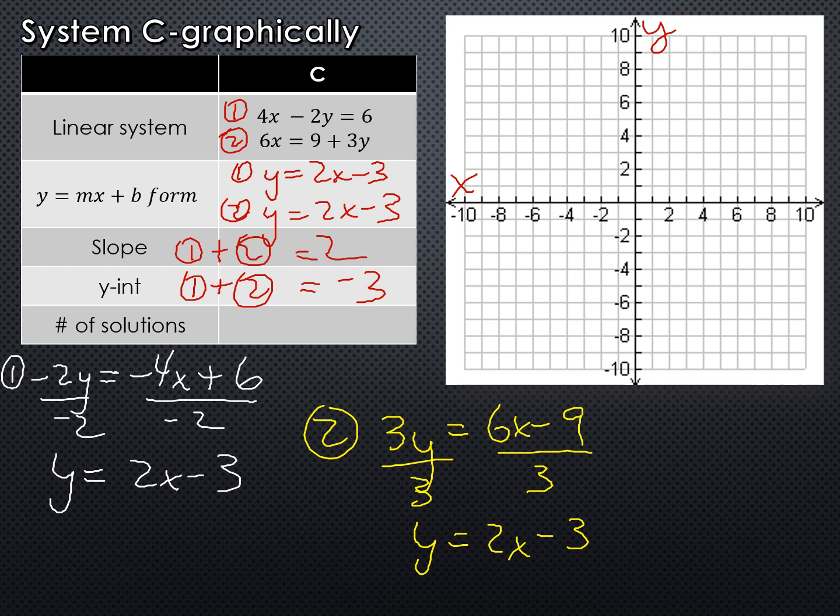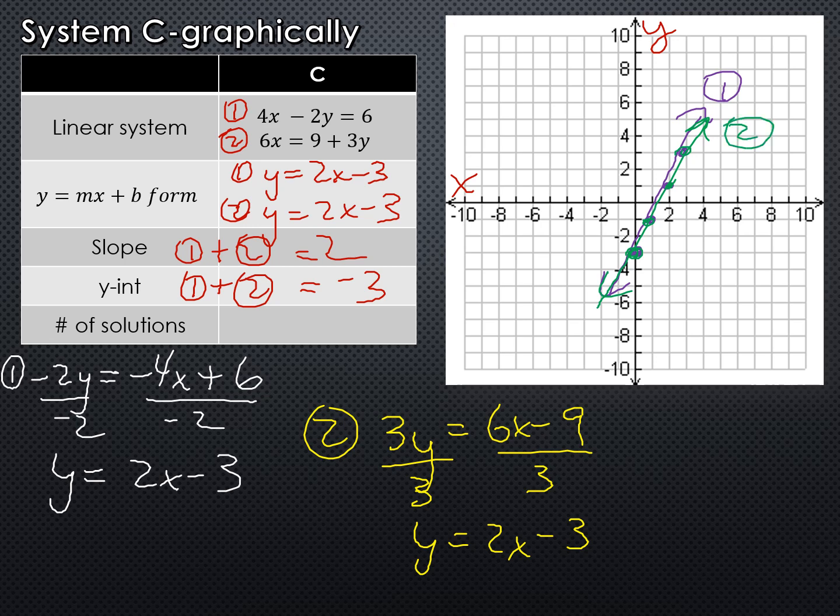If I graph equation 1, negative 3 is my y-intercept, my slope is 2, up 2 over 1, up 2 over 1, and so on. Connect them with the straight edge, label that equation 1. Equation number 2: y-intercept of negative 3, slope of 2, up 2 over 1, up 2 over 1. Connect those with the straight edge. They are directly over top of each other.